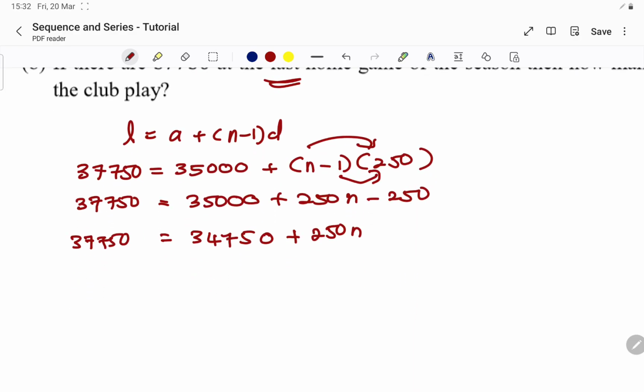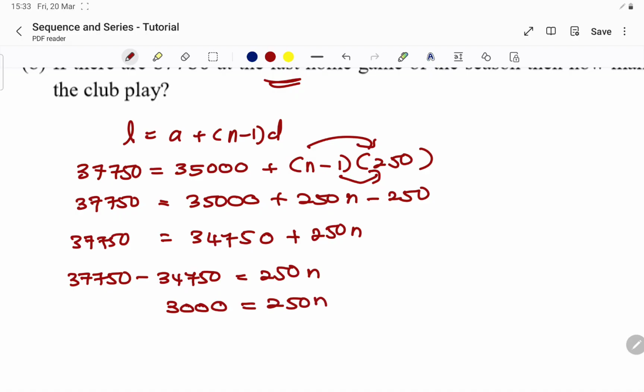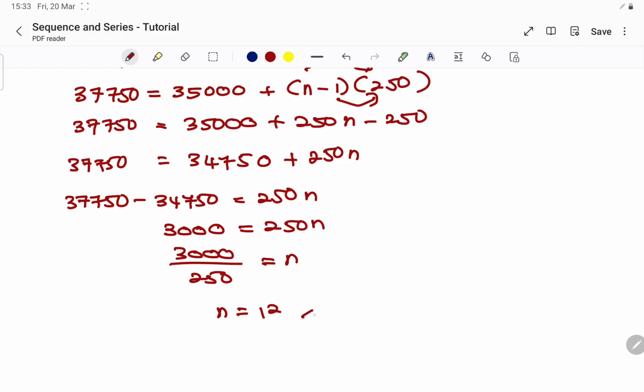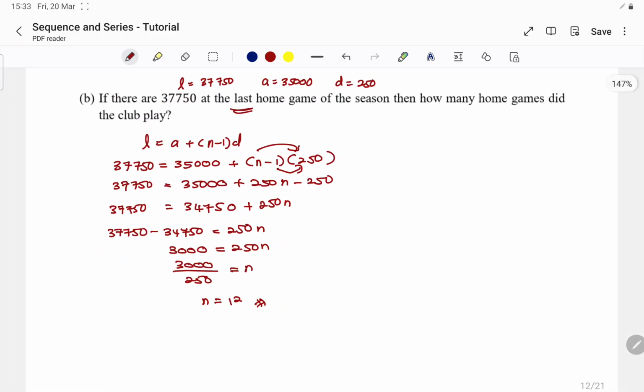Now in order for you to find N, bring 34,750 to the left side. So 37,750 minus 34,750 equal to 250N. Then here you will get 3,000 equal to 250N. Then you bring 250 to the left side, 3,000 divided by 250 equal to N. Then your N is equal to 12. So by right, the last home game is actually the 12th home game that the club played. So that's it for question 10.